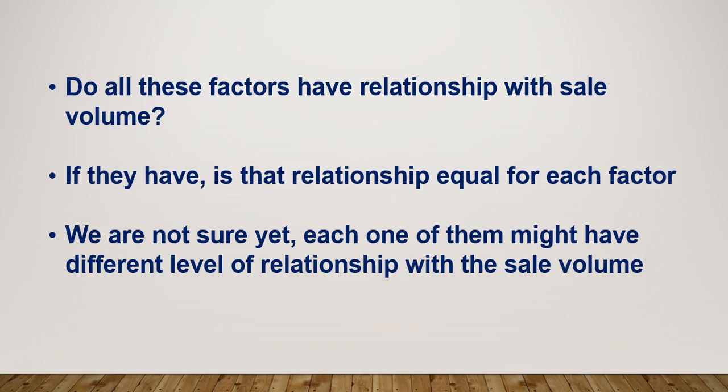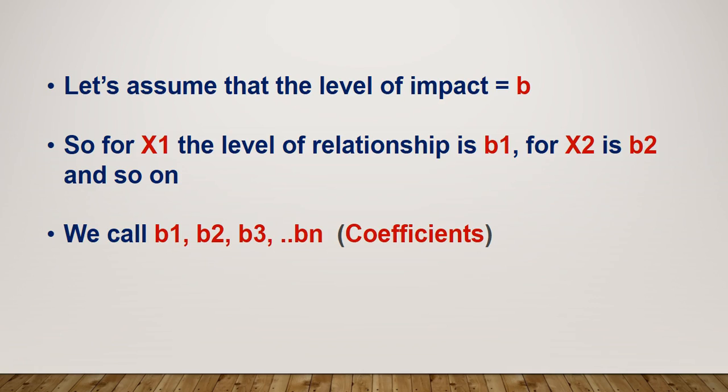We are not yet sure. Each one of them might have a different level of relationship with the sales volume, or they might not have any relationship with that variable. Let's assume that the level of impact or relationship is equal to B. So, for X1, the level of relationship is B1, and for X2 it is B2, and for X3, B3, and so on. We call B1, B2, B3, and Bn coefficients.